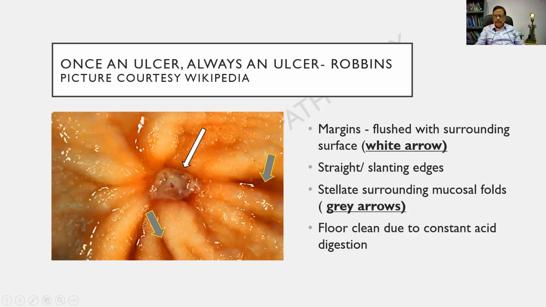This ulcer, being a chronic process, generates fibrosis. Because of fibrosis, there is contraction producing the stellate mucosal folds. And the edges are straight or mildly slanting. The margins are flushed with the surrounding surface. In the earlier diagram, we had seen what the margin was. The floor is what we see, and it is usually clean because of constant acid digestion. Whereas a malignant ulcer will be covered with necrotic debris, which we shall be seeing. So these points kindly read.